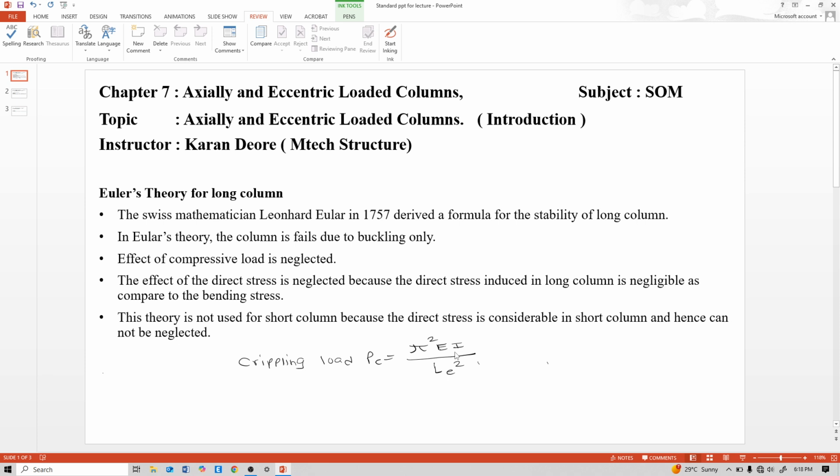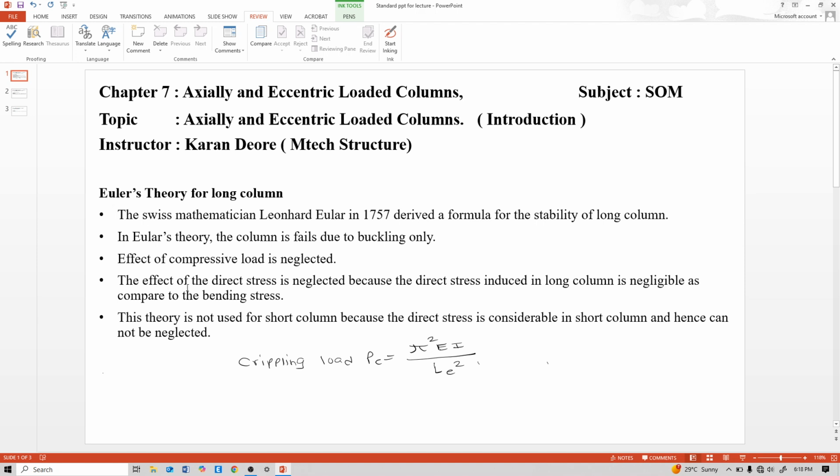Here the word buckling comes. So the third bullet point is: the effect of compressive load is neglected. Here the effect of compressive load is neglected because due to this buckling, other stresses come, and these other stresses are maximum compared to the compressive stresses.